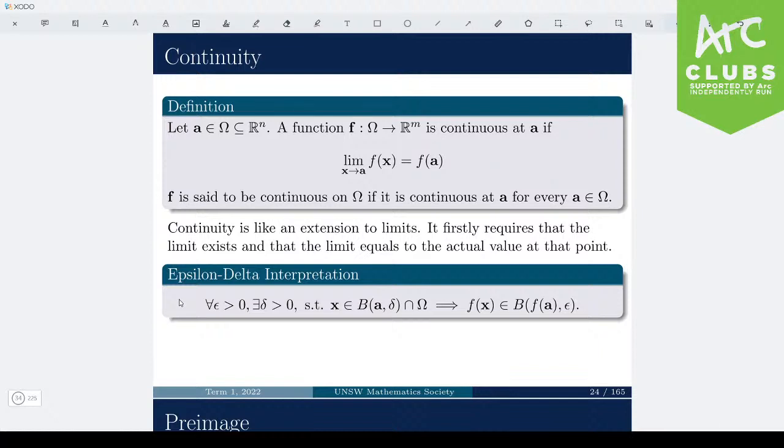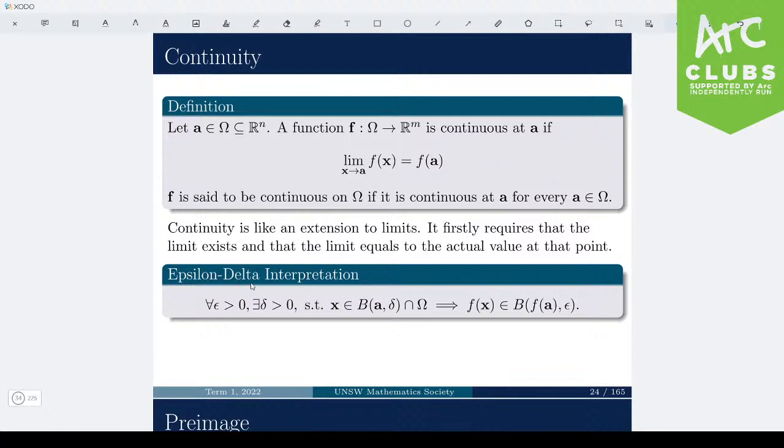All right, continuity is like an extension of limits. It firstly requires that the limit exists, and secondly that the limit actually equals the value at that point. So it's very similar to your understanding of continuity from like 1131 or 141. It's kind of saying that the left-hand limit has to equal the right-hand limit, and furthermore, the limit there has to equal the actual value there. Okay.